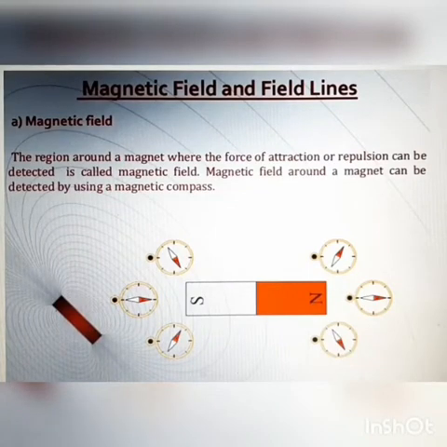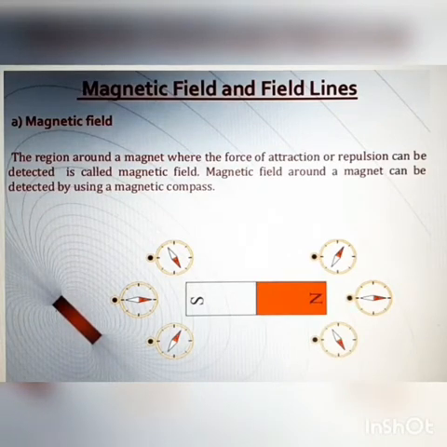Now, we are going to learn about magnetic field and magnetic field lines. A magnetic field is a region around a magnet where the force of attraction or repulsion of the magnet can be detected. That means there is a region around a magnet where its attraction and repulsion can be felt by a magnetic substance. If we place the magnetic substance beyond that border, then there will be no attraction or repulsion between the magnetic substance and the magnet.